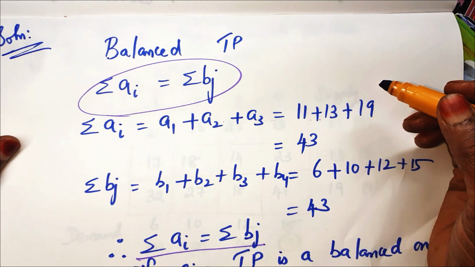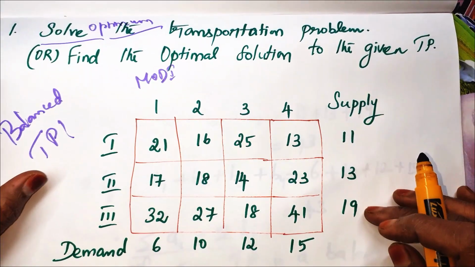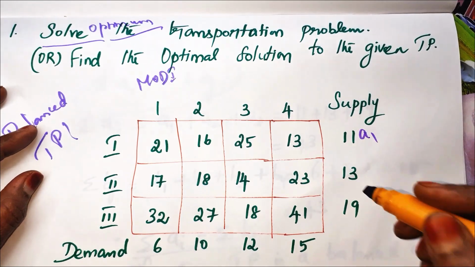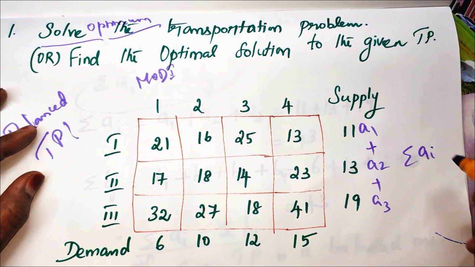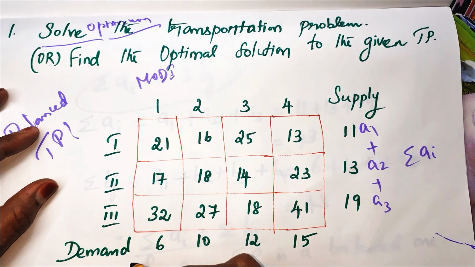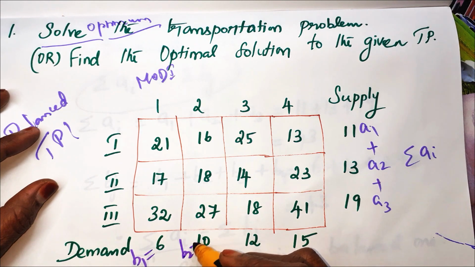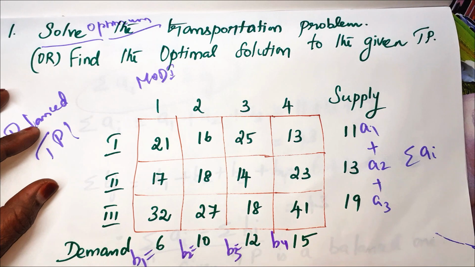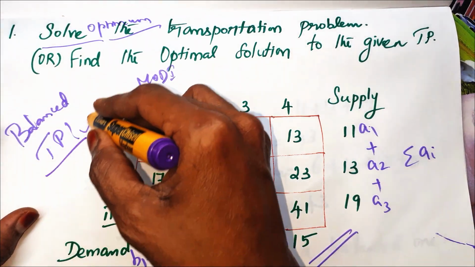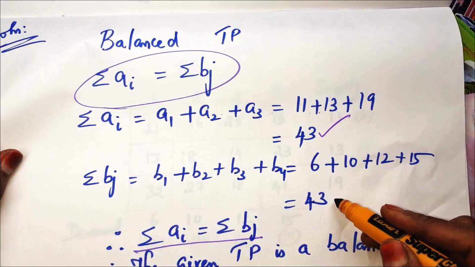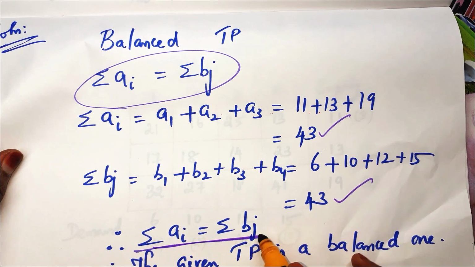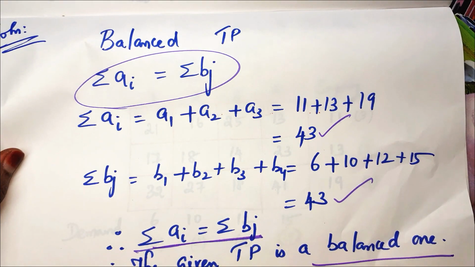What is summation Ai and summation Bj? Supplies given are Ai, that is the first row total A1, and this is A2, A3. Summing this will give summation Ai, A1 plus A2 plus A3. These column values are B1, B2, B3 and B4. Summation Bj means B1 plus B2 plus B3 plus B4. If these two are equal, we can say the given TP is a balanced one. Here in this problem, summation Ai is 43 and summation Bj is also equal to 43. So both are equal, therefore it is a balanced one.